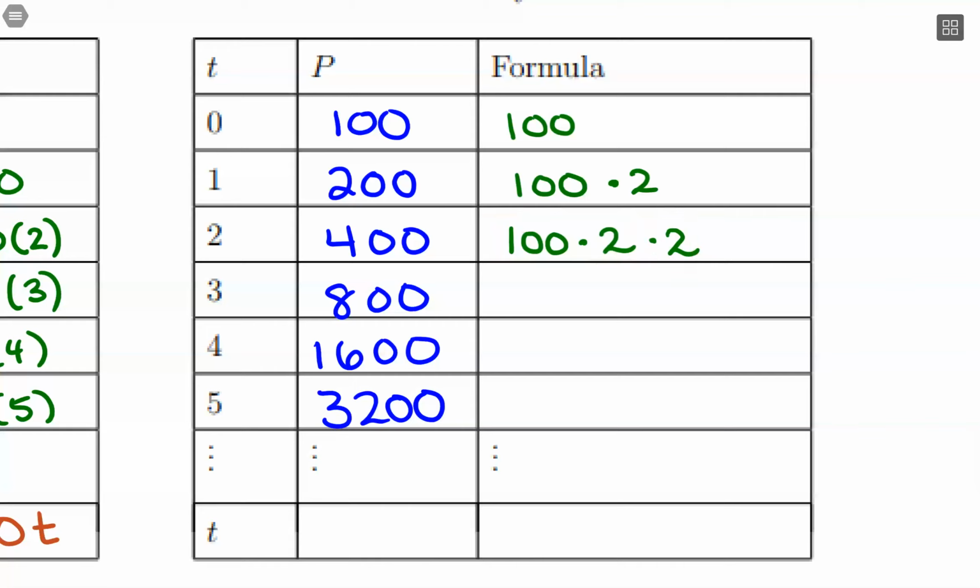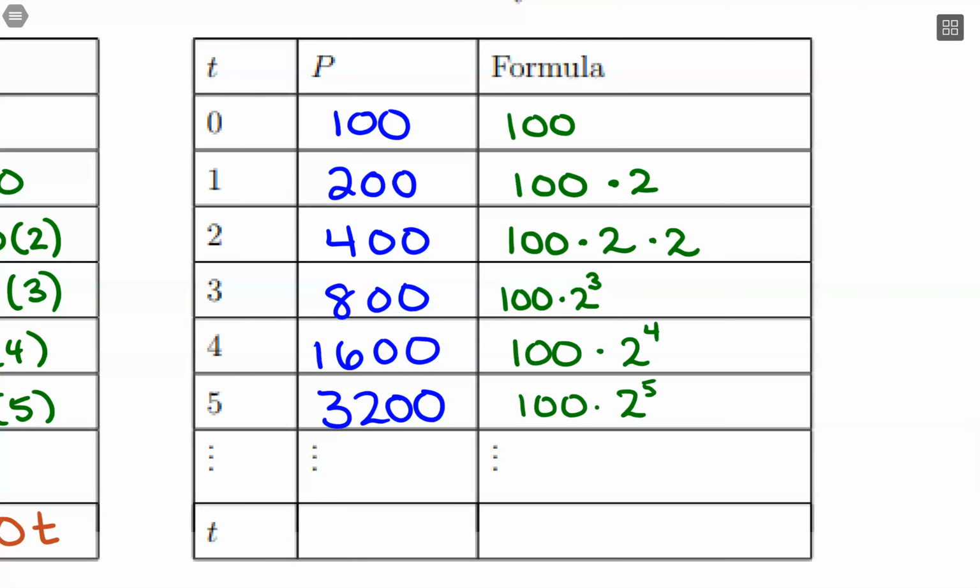And then if we're at day 3, we have 100 doubled for day 1, doubled for day 2, and then doubled again for day 3. So you have this 100 times 2 times 2 times 2. As you can see, we're going to start having this long string of multiplication by 2. So what we can do is simplify it in terms of an exponent. That's the same thing as 100 times 2 cubed. And then for day 4, I would have 100 times 2 to the 4th power, and 100 times 2 to the 5th power.